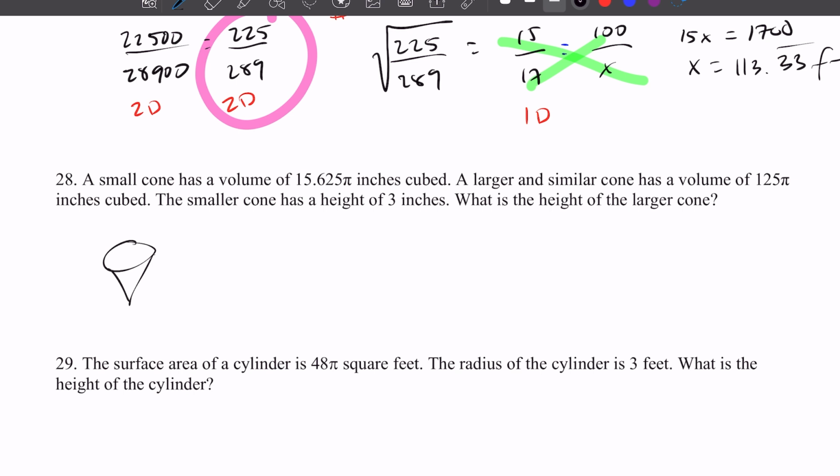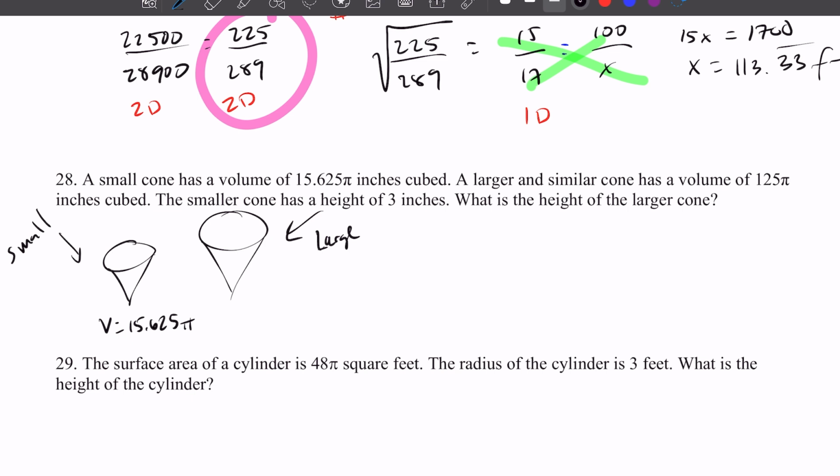So I have two cones here. The small cone has a volume of 15.625 pi. So, of course, this is my smaller one, right? So, small. And this is, of course, my large cone.